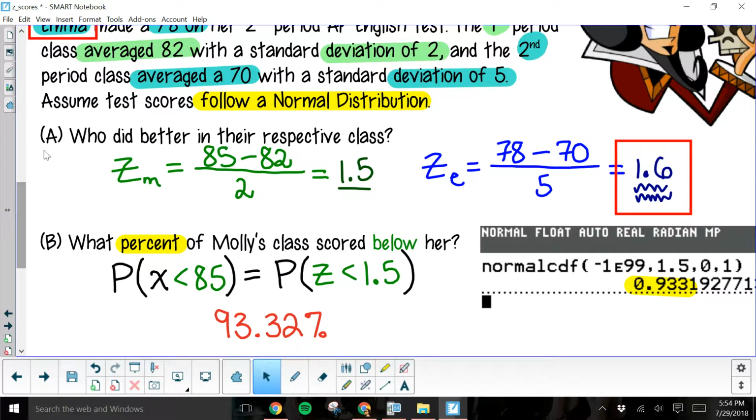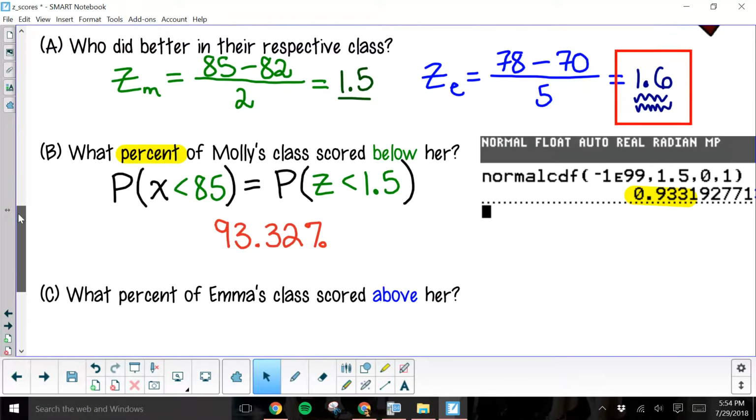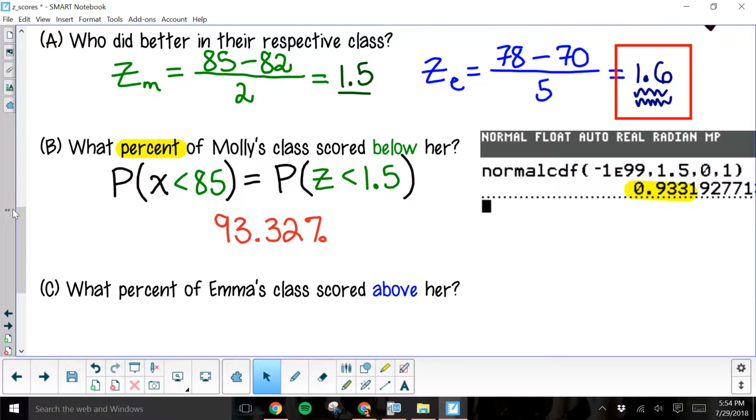That's pretty good. So let's turn it around on its head. Pause the video and you try to answer part C. What percent of Emma's class scored above her?